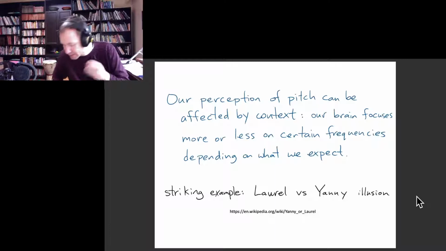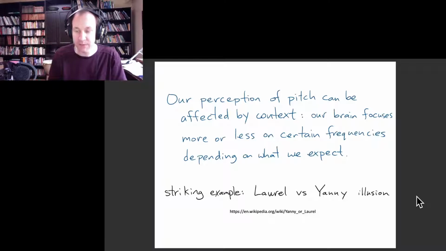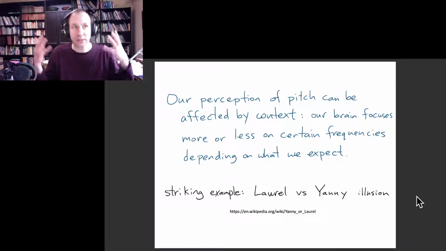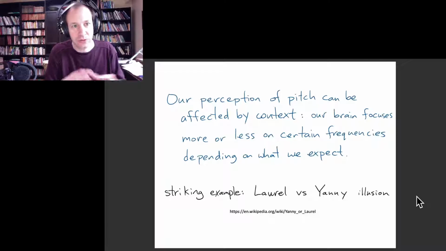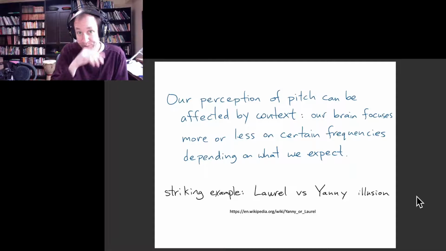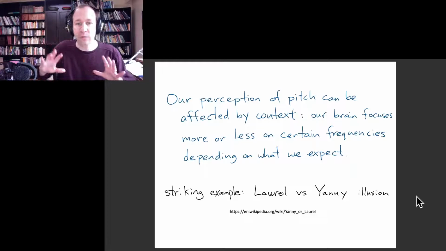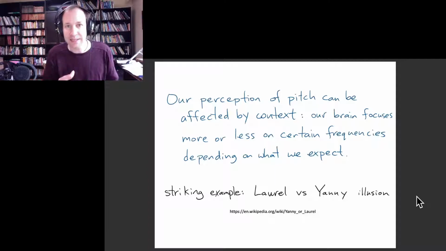So this is another example where I could play the same sound with the same speakers, and just depending on the time of day that I walk into the room and play that sound, sometimes I'll hear Laurel, sometimes I'll hear Yanni. It's just a matter of which frequencies your brain chooses to focus on. In a video that I'll link below, I took that sound and, using Audacity, filtered out the higher sounds or reduced the loudness of the higher sounds. Then it was clearly Laurel, to all the members of my family. And if instead I emphasized the middle frequencies of the sound, then I got a sound that was clearly Yanni to me and to all the members of my family.